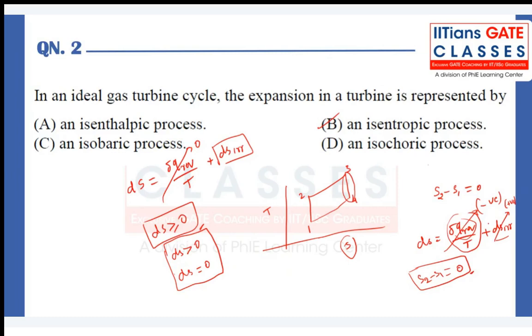I'm not saying it's always going to happen. It's one of the possibilities. We can still have delta S equal to 0, but not an isentropic process. Isentropic is a process which is defined as reversible as well as adiabatic. That is how we define it. I hope you guys are clear on this aspect. Okay.